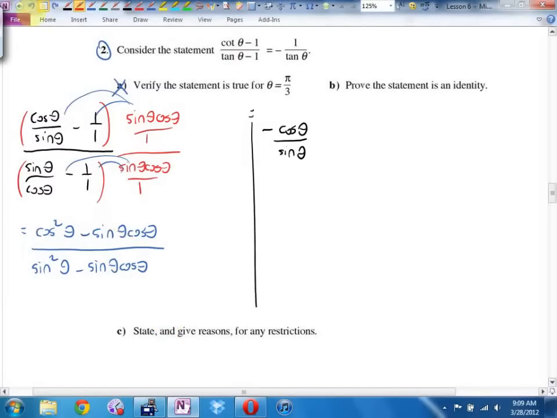But I can factor. By the way, I'm going to run out of room here, so I'm going to go like that. I can factor this GCF out of the top.